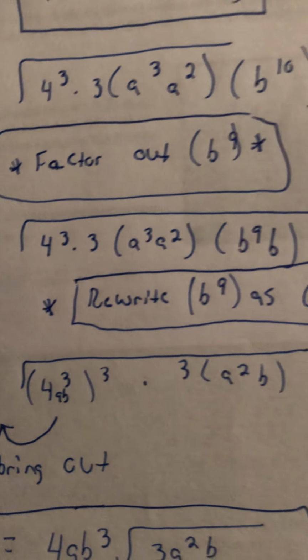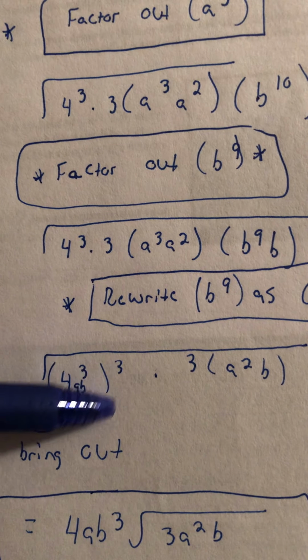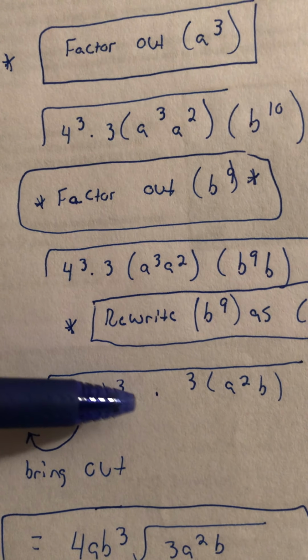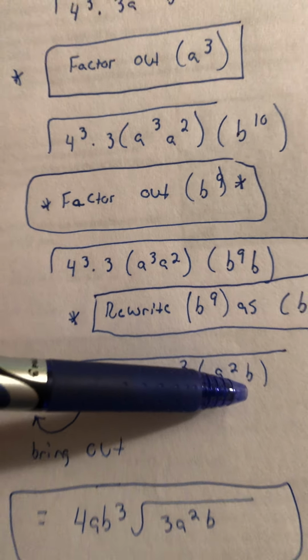Sorry, my writing, as always, is not that great. I got 4ab cubed times the cube root, because I did so I can bring this out. All right, now I have 3a squared b squared.